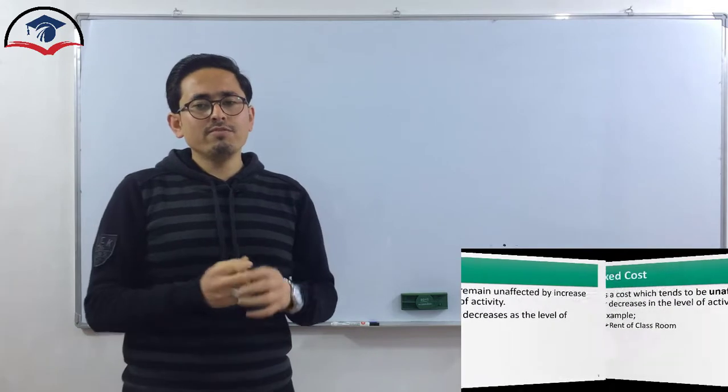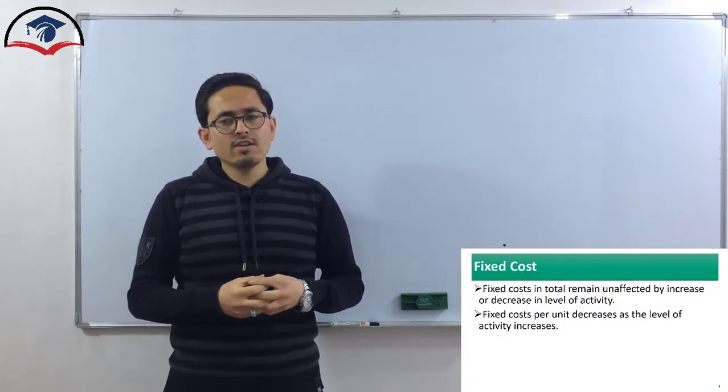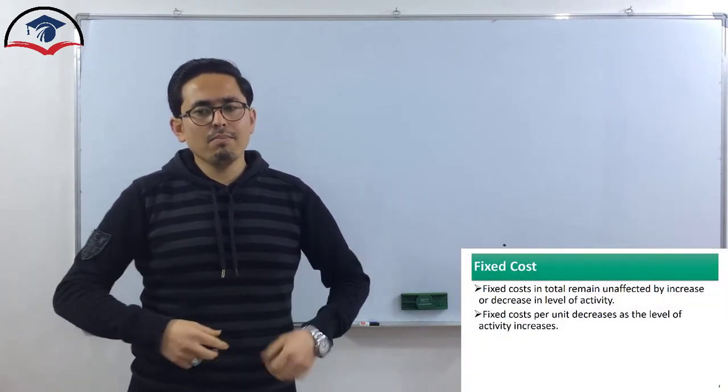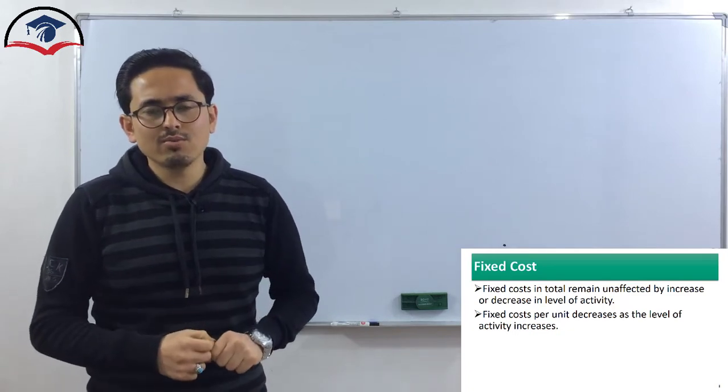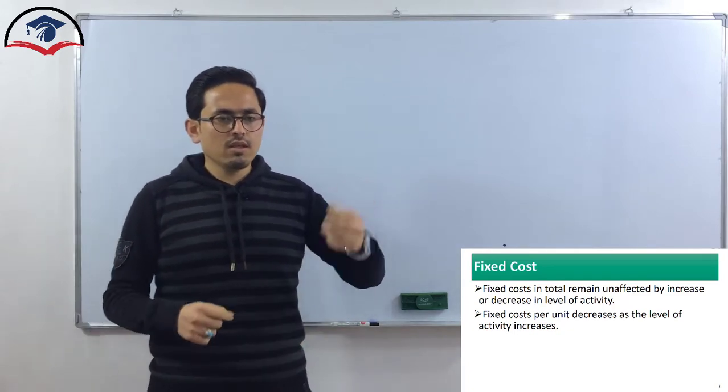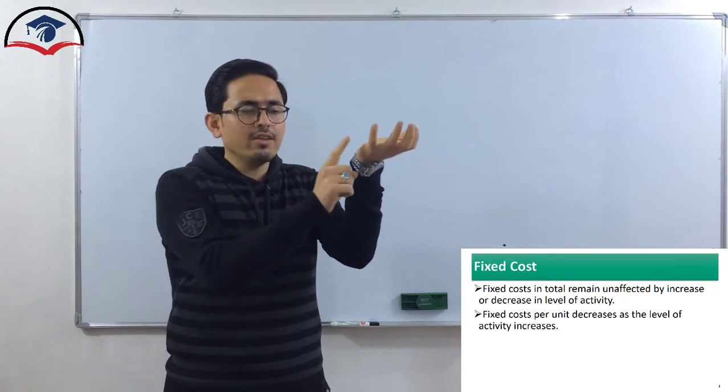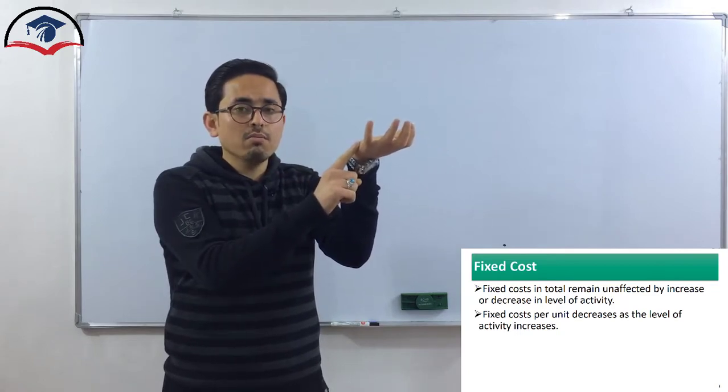So in brief, we can say fixed costs in total remain unaffected by increase or decrease in level of activity. What does it mean? If I have 1 student, I need to pay the monthly rent, a fixed amount.